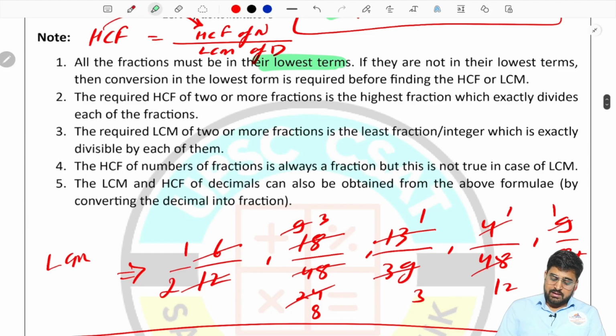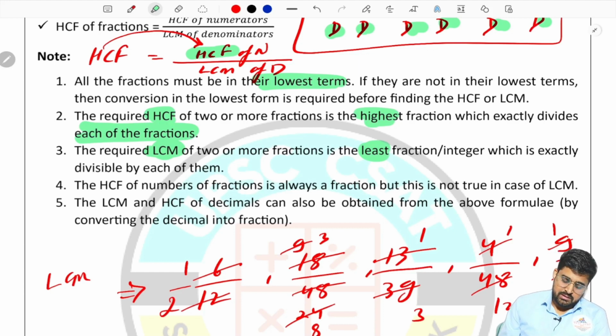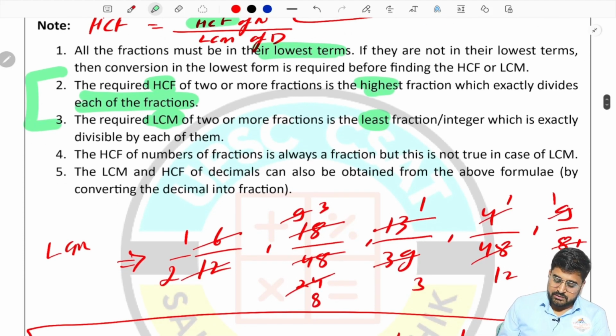Now let's read the second note. Note 2 and note 3 are obvious ones. Let's read. The required HCF of two or more fractions is the highest fraction which exactly divides each of the fractions. This is all similar to the LCM also. The required LCM of two or more fractions is the least fraction which is exactly divisible by each of them. This is a very obvious one. I think there is no need for explanation, it is self-explanatory.